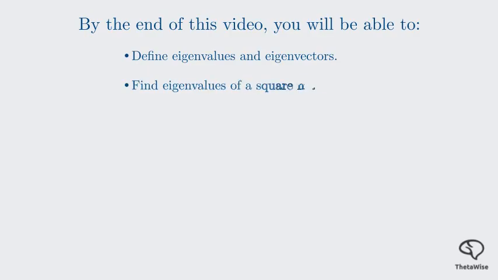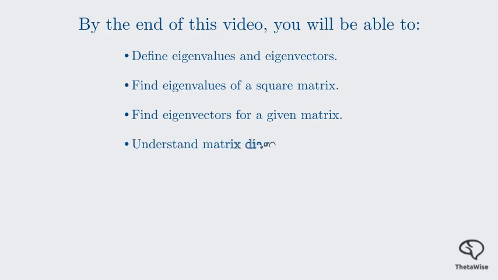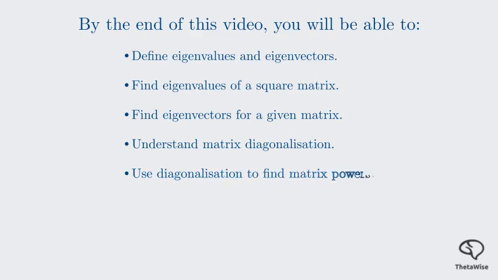By the end of this video, you will be able to: First, define eigenvalues and eigenvectors. Second, learn how to find the eigenvalues of a square matrix. Third, determine the eigenvectors that correspond to those eigenvalues. Fourth, understand the process of matrix diagonalization. And finally, learn how to use diagonalization to calculate powers of a matrix efficiently. We will then apply these methods to solve 5 IB-style practice questions.